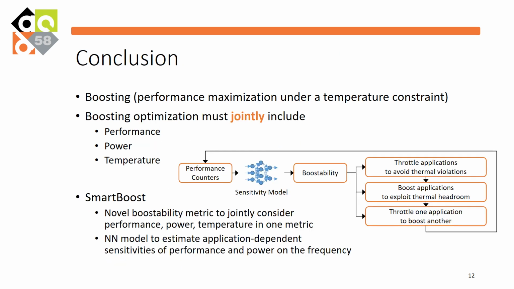In conclusion, we study boosting of a many-core processor, which uses DVFS to maximize the performance under a temperature constraint. We found that the boosting optimization must jointly involve performance, power and temperature, and our technique SmartBoost is the first to do so. Our 2 main contributions are a novel boosting metric, the boostability, to jointly consider performance, power and temperature in a single metric, and a neural network model to estimate the application-dependent sensitivities of performance and power.